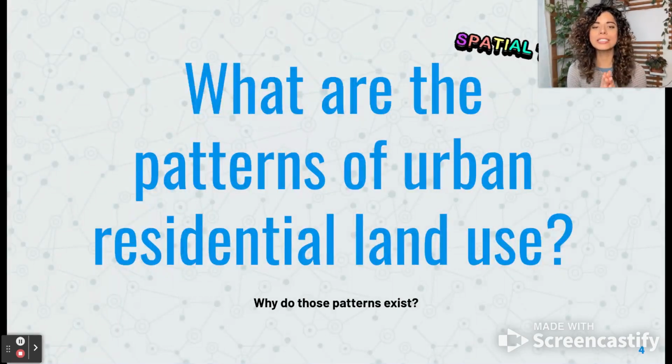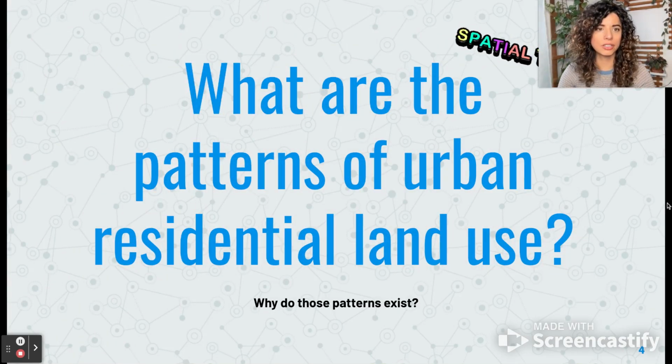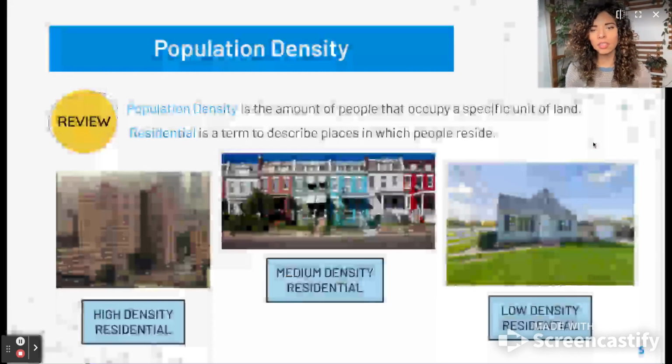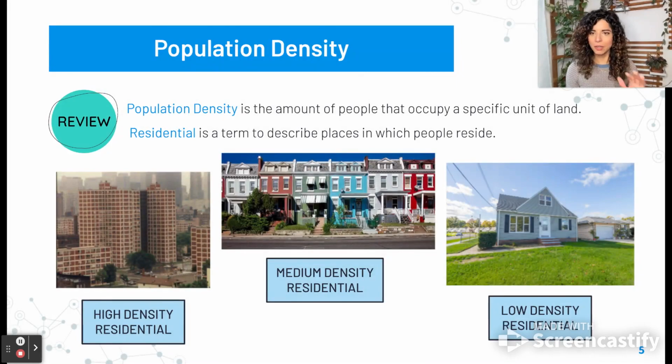So again, what are these patterns of urban residential land use? So we're looking at patterns, we're using our spatial thinking or geographic thinking to try to understand why these patterns exist. So again, some little recap, this idea of population density, we went over in unit 2. So this is just the amount of people that occupy a specific unit of land. So high density means that there's a lot of people, low density means that there's not many people. And then residential, this is a term to describe places in which people reside.